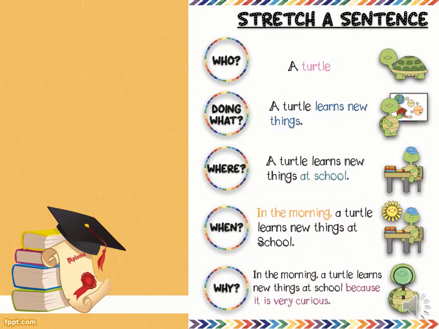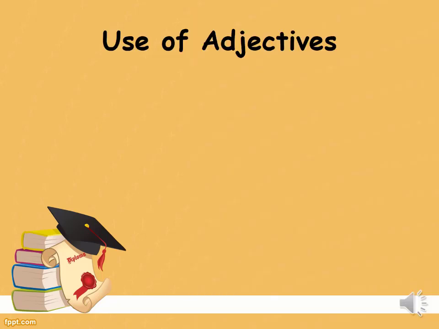Let us look at another example. Who can you see in the picture? A turtle. Now what is this turtle doing? A turtle learns new things. Where? A turtle learns new things at school. When? In the morning, a turtle learns new things at school. Why? In the morning, a turtle learns new things at school because it is very curious. But remember children, it is not necessary that all the question words are included in a single sentence. You might use one or two of the question words.